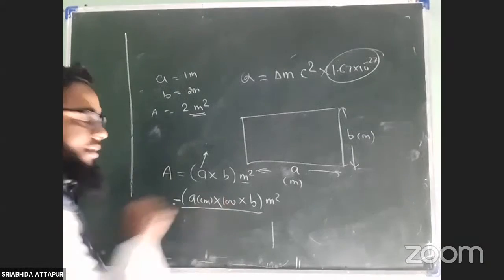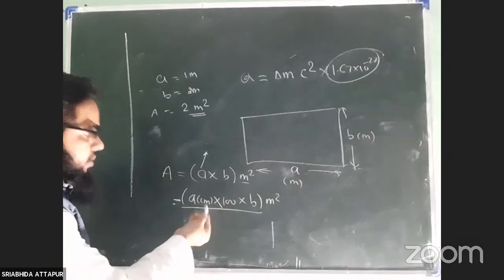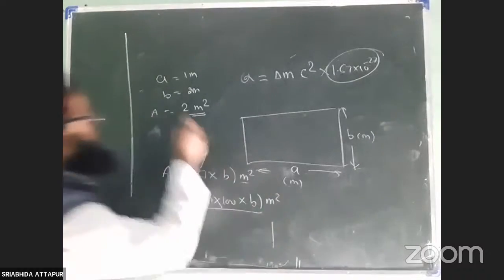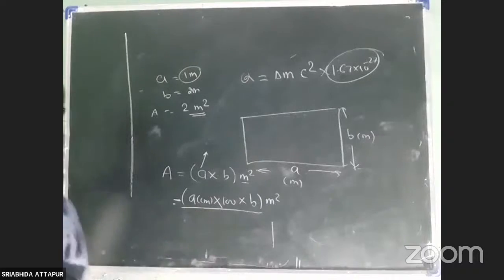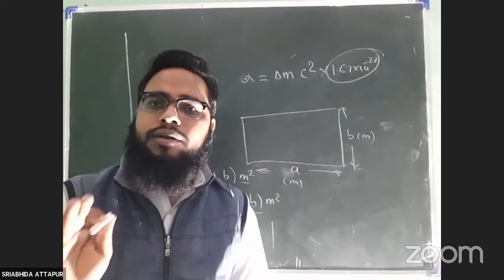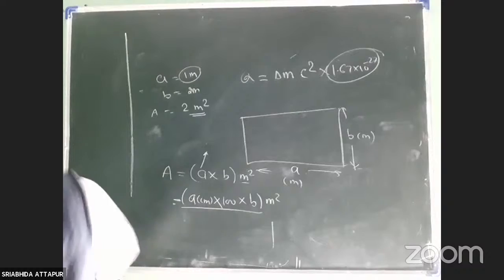Why I multiplied? Because suppose in this problem, if you just put the values here, you will get the same magnitude. Now I think you got it. This is the reason we multiplied.